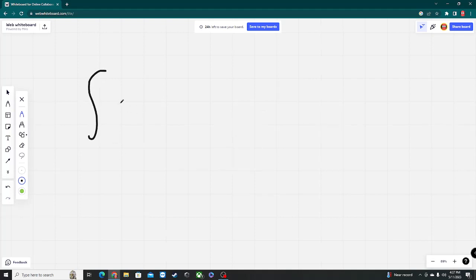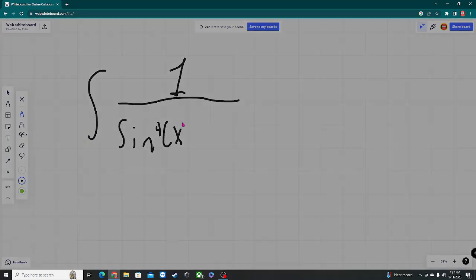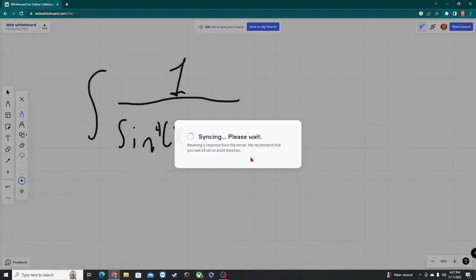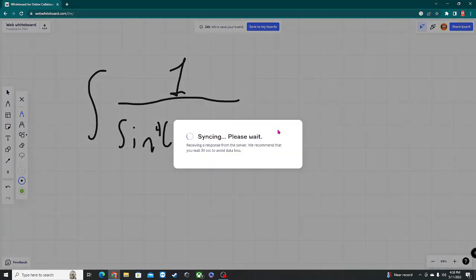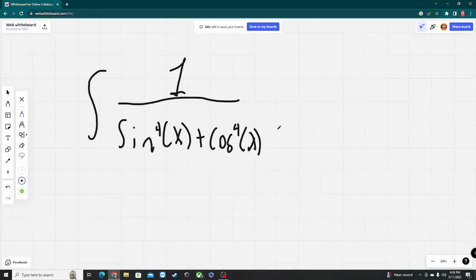It's the integration of 1 over sine plus cosine. So this integral is quite hard in many ways. It needs so many different things to solve it.